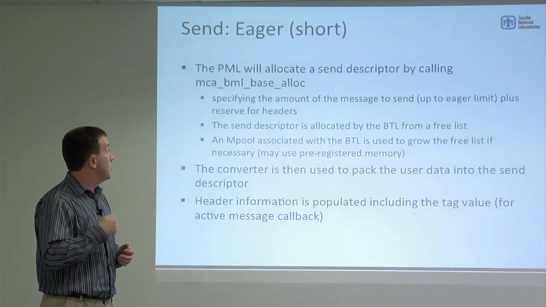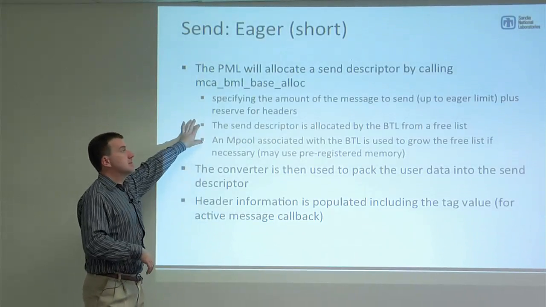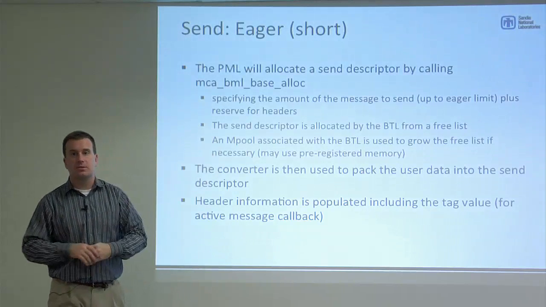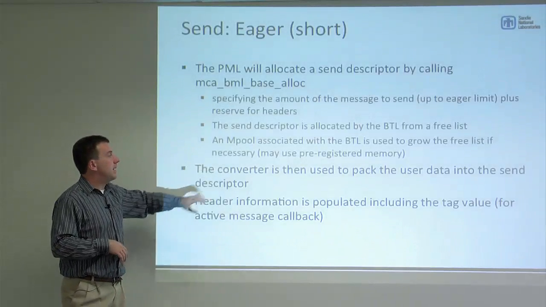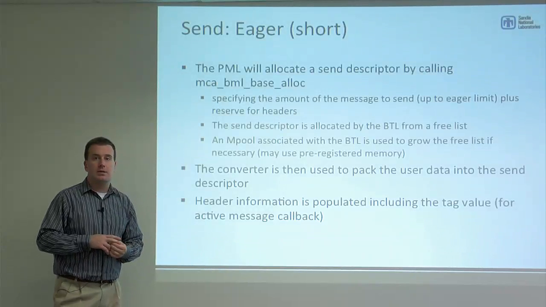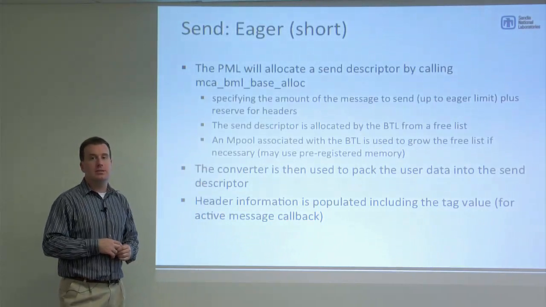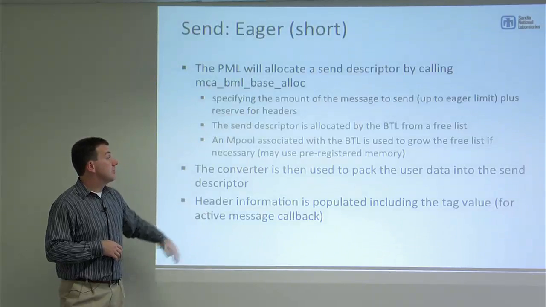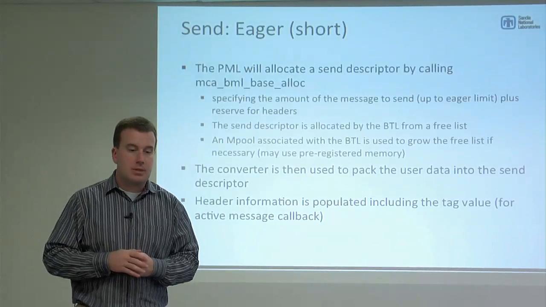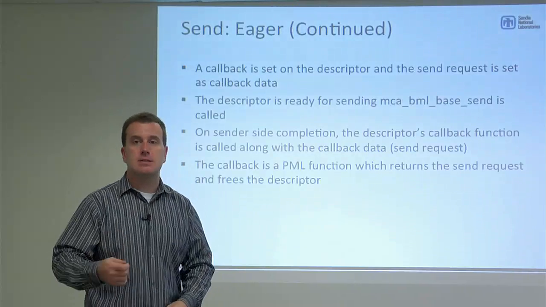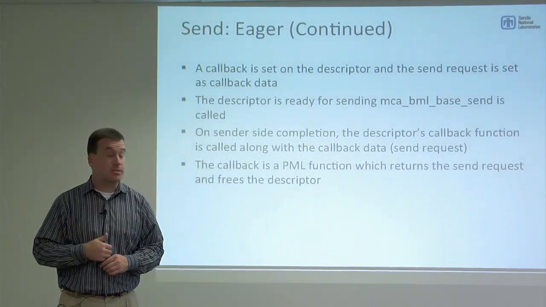The OB1 then, and this may do a whole bunch. This is all free listed and may grow some free lists internally in the BTL using the mpool if necessary. The converter OB1 then packs the data into this send descriptor using the converter that was created in the previous step. And the header information is populated with the tag value. And then the BTL send is called with that descriptor and the PML callback function.